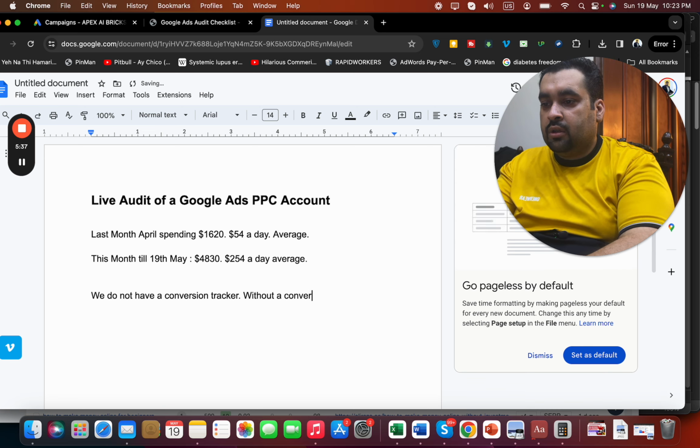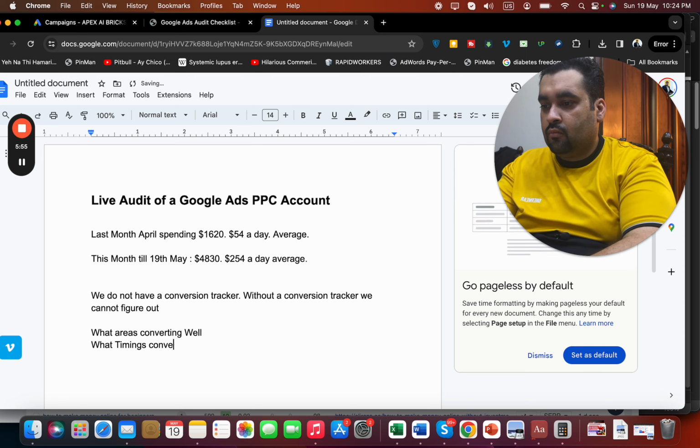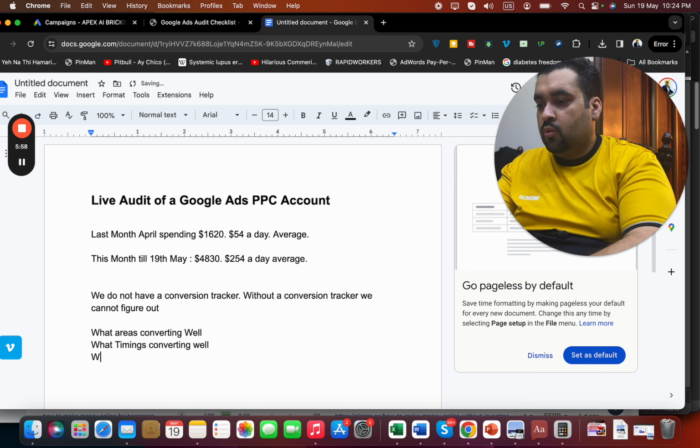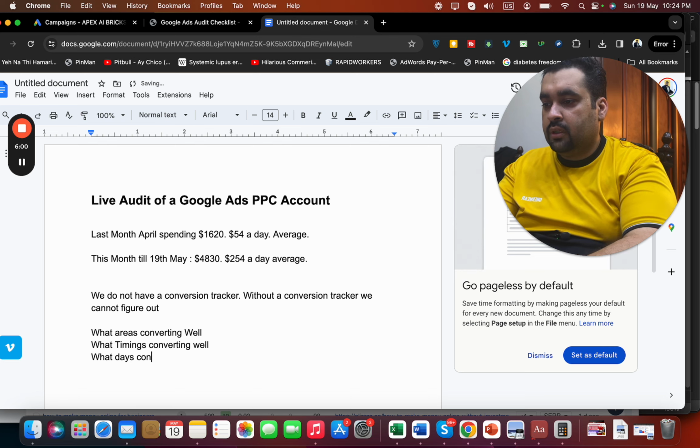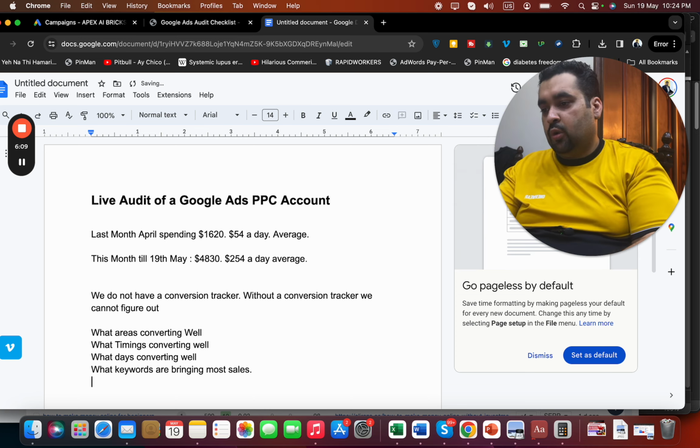Without a conversion tracker, we cannot figure out what areas are converting well, what timings are converting well, what days are converting well, and what keywords are bringing the most sales. So we are missing a lot of data over here.